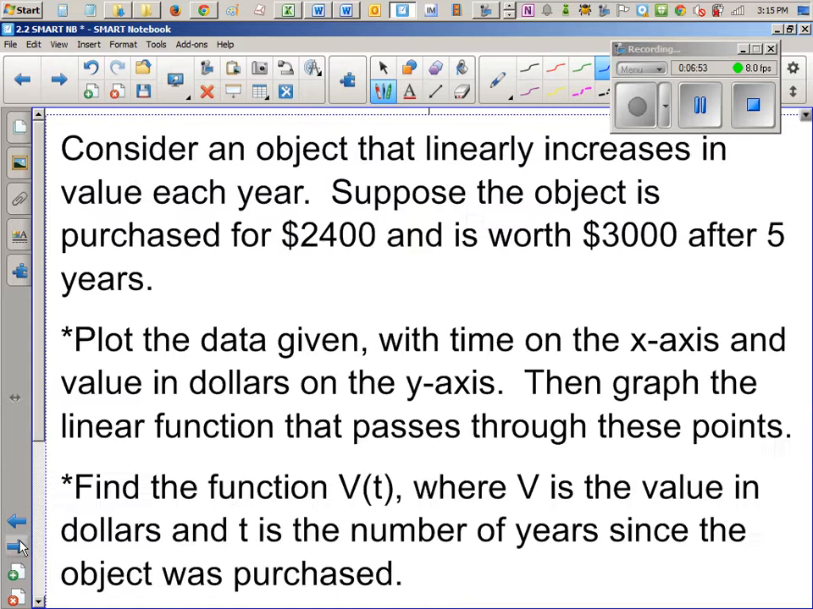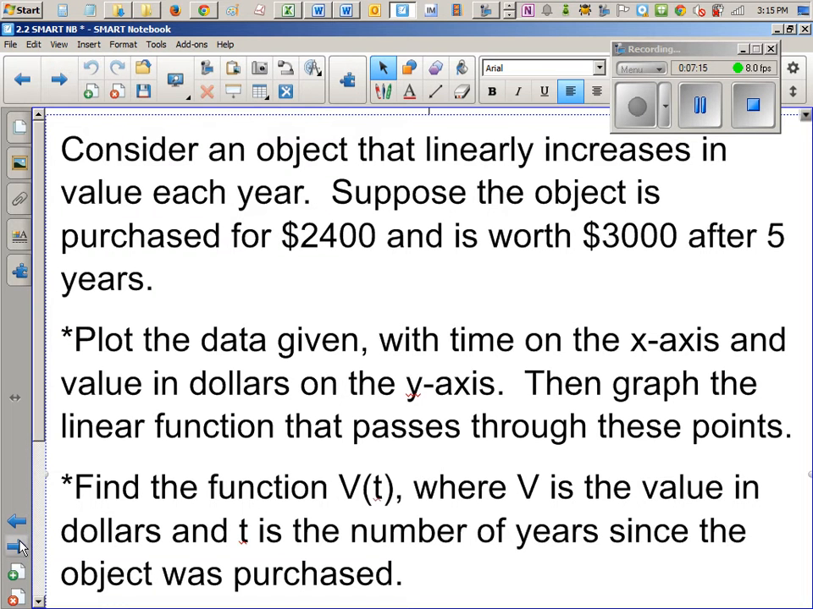Next example. Consider an object that increases its value each year. Suppose that the object is purchased for $2,400 and is worth $3,000 after 5 years. The instructions tell us to plot the data given with time on the x-axis and the value in dollars on the y-axis, and then to graph the linear function that passes through these points. Okay, so let me give myself a little room to work that out.